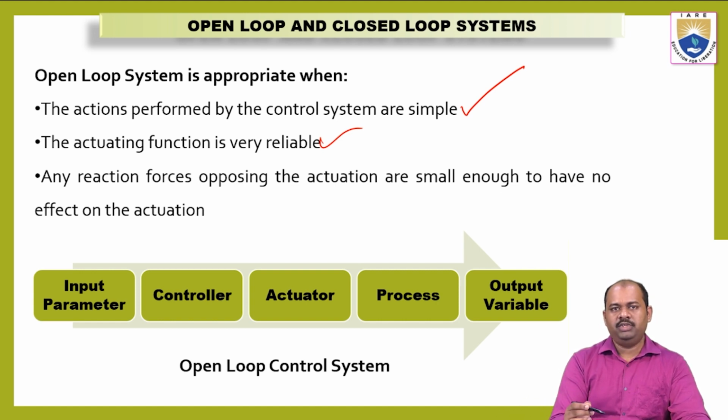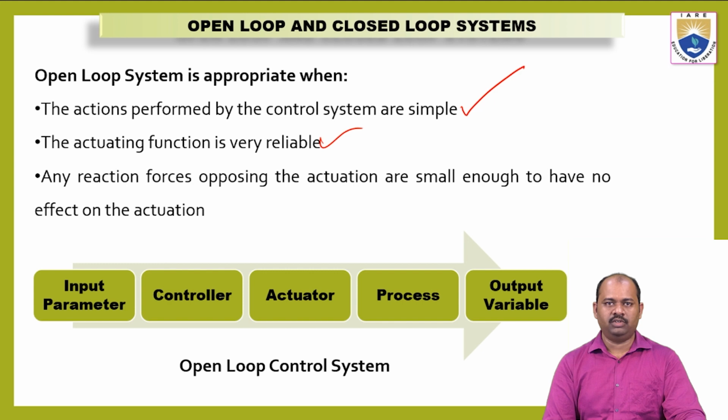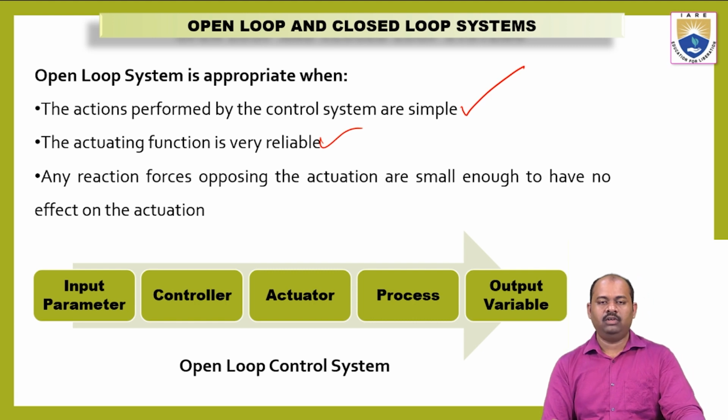Now if the actuator motion is very reliable, then there is no need for a closed loop system. We can simply rely on the open loop, because there is no need to worry about the output or the motion of the actuator during the process. If there are multiple actuators present in the manufacturing system, then we should go for a closed loop system. If a single actuator is present in the system, there is no need for closed loop. We can simply go for open loop.